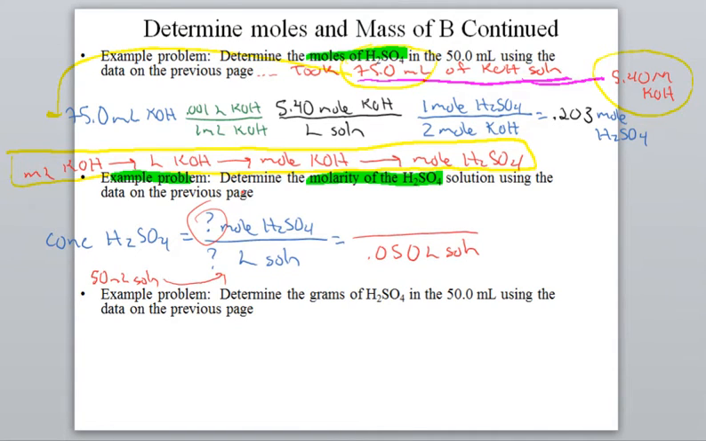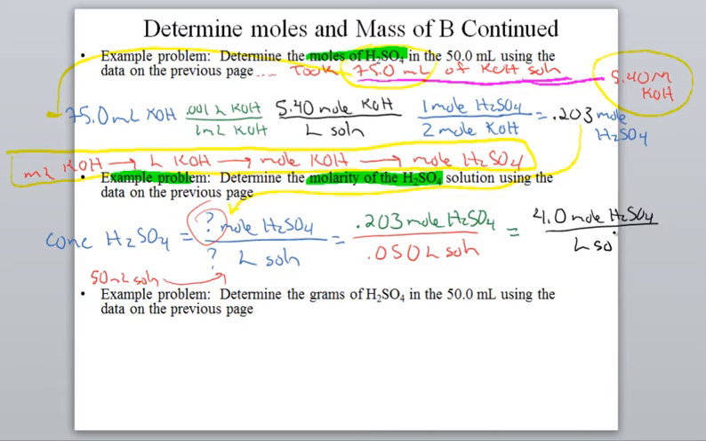Well, that's what we just did up above. There were 0.203 moles of sulfuric acid. So just plug that in there, and we can solve the concentration. So 0.203 moles of H2SO4. And when we do our math to get it out of fractional form, there's approximately 4.0 moles of H2SO4 per liter of solution. So this is an important concept.